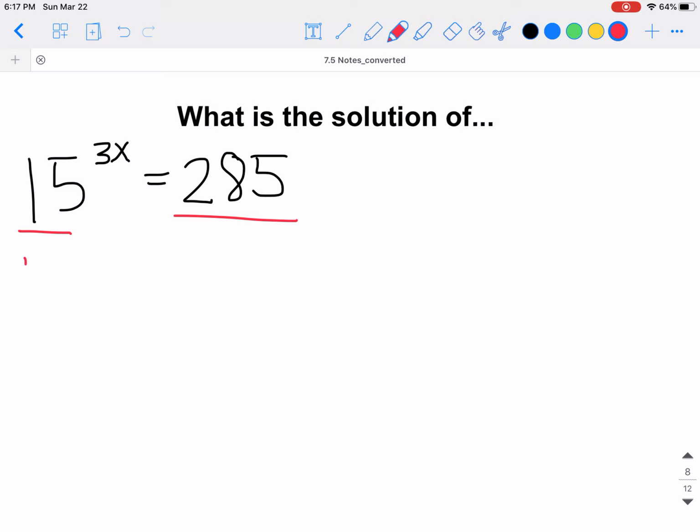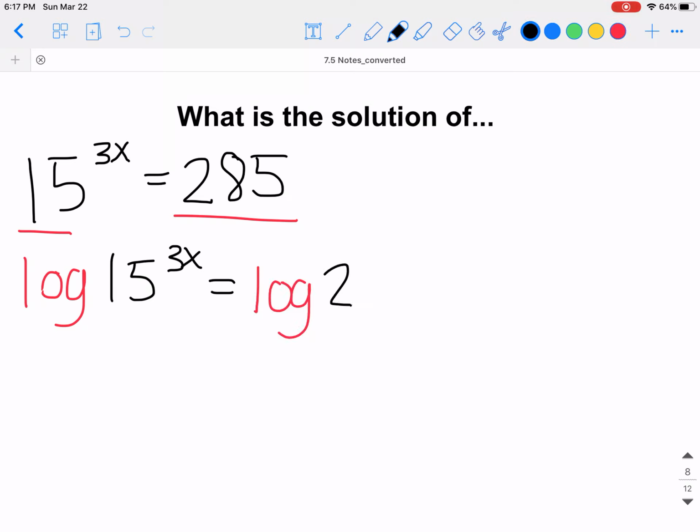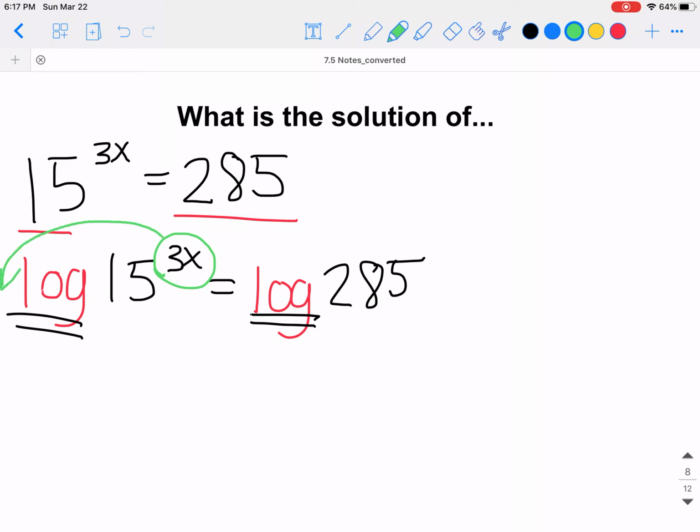So rather than doing that, we're going to use the rule we saw two slides ago, which says that we can write log of 15 raised to the 3x power equals log of 285. So all I did here was add log to both sides of this equation. Now, thinking back to the last section, we know by the power property, we can rewrite this exponent at the beginning of this term. So this becomes 3x log 15 equals the log of 285.